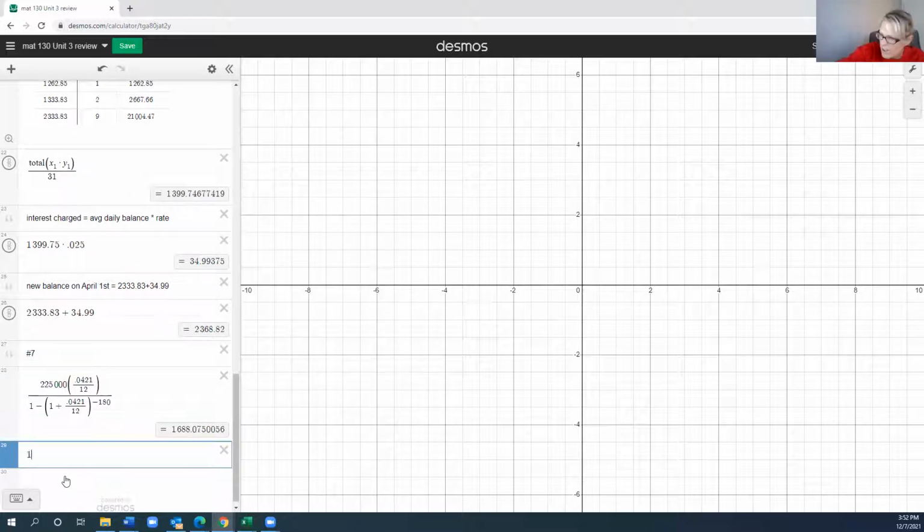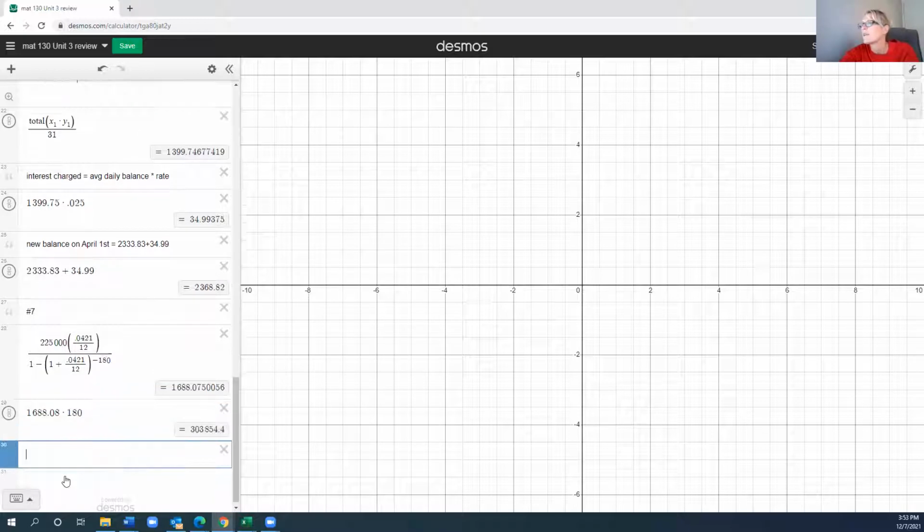So 1,688 and oops, 8 cents times 180. So that's going to be the total cost of purchasing this home: $303,854.40.